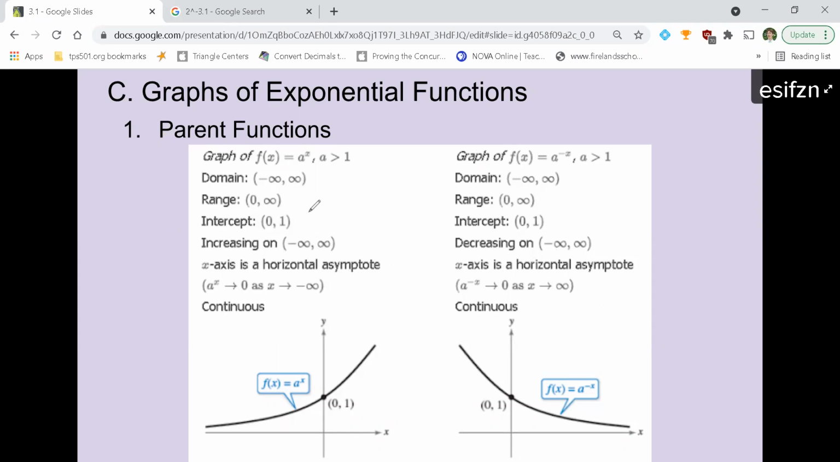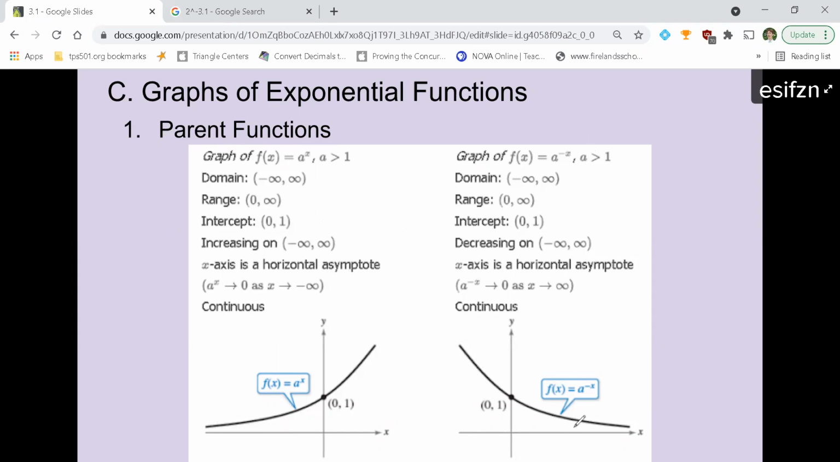This one has a y-intercept of 1, but really the y-intercept should be whatever your a value is. No, just kidding. It'll always be 1. If you have a to the positive x, then it's going to be increasing from negative infinity to infinity. It'll be going up as you go to the right. And if you get a to the negative x, that'll decrease. It'll always go down from negative infinity to infinity.